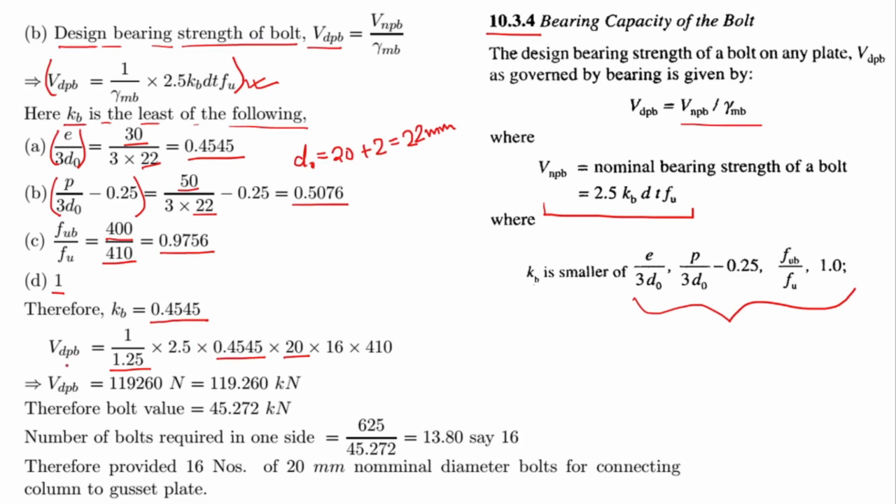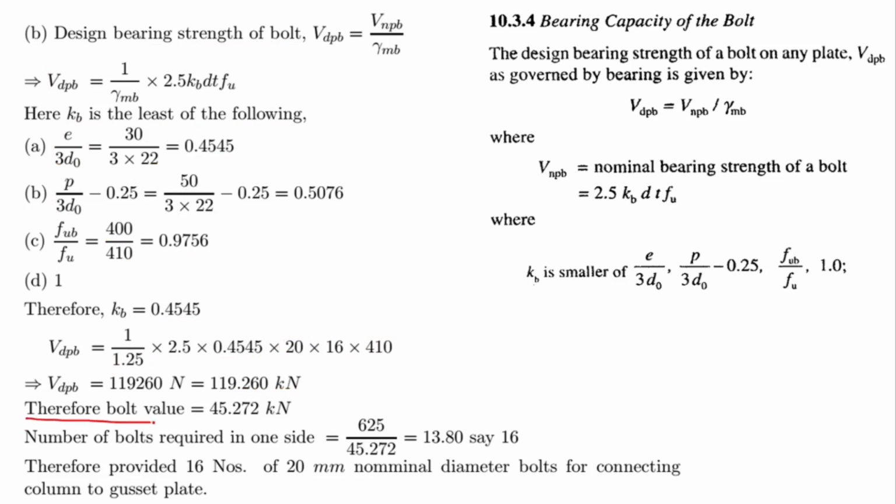Now putting the corresponding values, we shall calculate the design bearing strength of the bolt. Here gamma_mb is 1.25, which is taken from table 5. Then k_b is 0.4545. Then 20 mm is the diameter of the bolt. Then 16 mm is the thickness of the gusset plate, and f_u is 410 Newton per mm square. So the design bearing strength of bolt is calculated as 119.260 kilonewton.